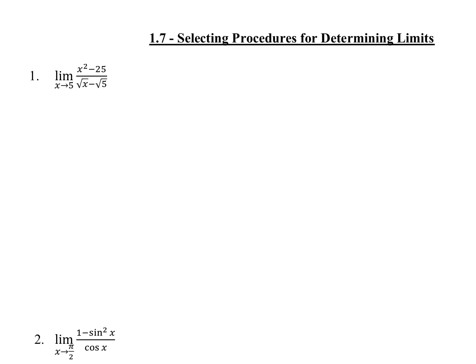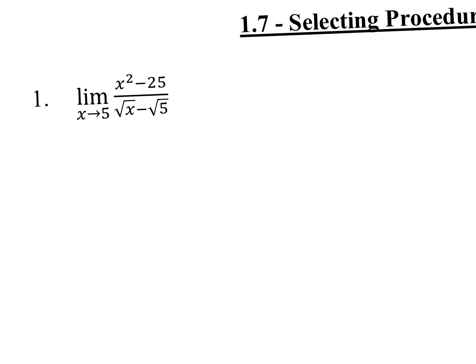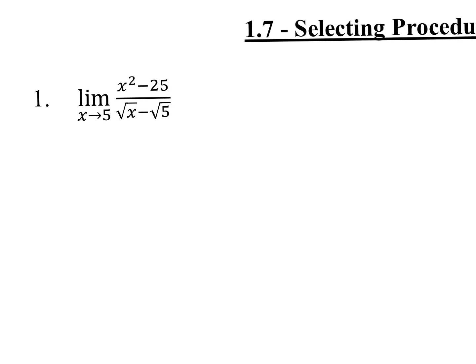Okay. Hey guys, how do you think we're going to get rid of this denominator? We're going to multiply by the conjugate, only because if I plugged in a 5, am I going to get 0 over 0? Yeah, I would get 25 minus 25. Okay, so we're going to get 0 over 0. Because we get 0 over 0, we've got to try something more.